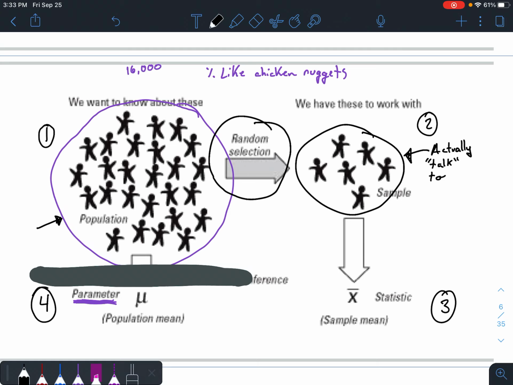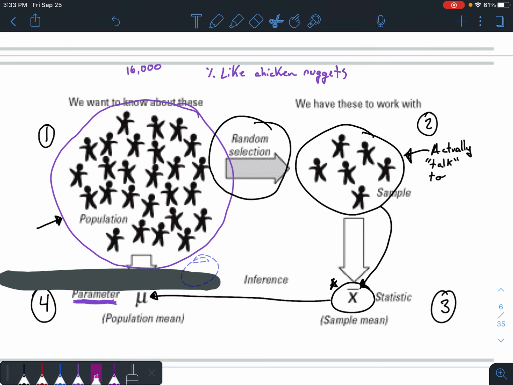These people, this is a manageable number here. And what this manageable number does, it gives us some number, some statistic. Now, this doesn't come from the entire population. This comes from the sample. We used good statistical methods. So from this vantage point, we can make inferences about what the population mean actually is, or what percentage of Buffalo residents like chicken nuggets.